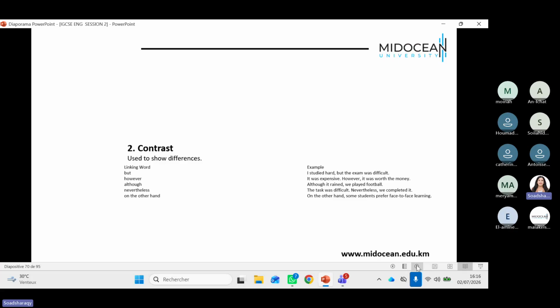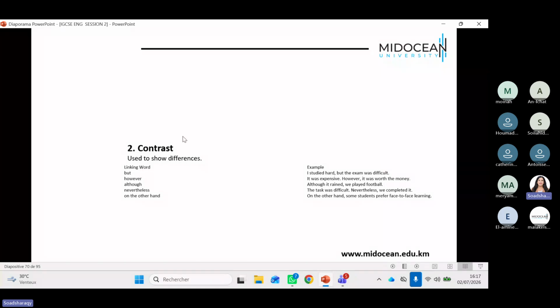Number 2, you have contrasts. We use them to show differences. For example, you have the linking word but: I studied hard, but the exam was difficult. However, it was expensive. However, it was worth the money. Although it rained, we played football. Nevertheless, the task was difficult. Nevertheless, we completed it. And on the other hand, some students prefer face-to-face learning.